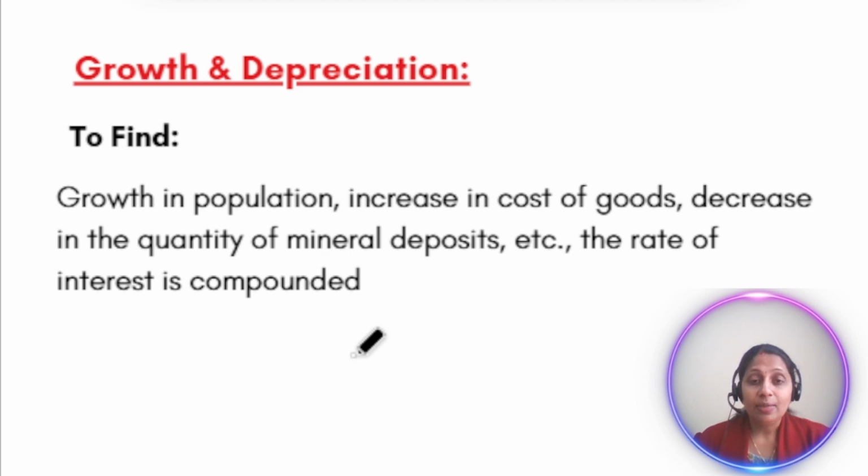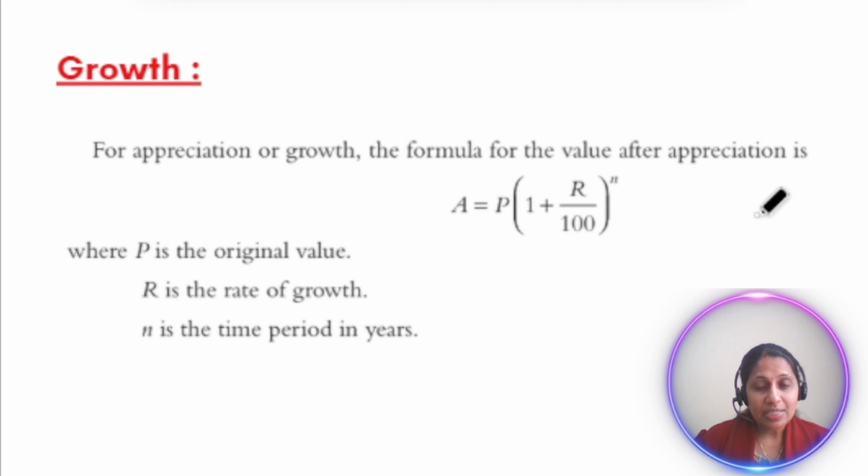Okay, so it can be growth or appreciation. The other one is depreciation. Growth or appreciation means the value increases from the original principal, whereas depreciation means the value decreases from the original principal. Okay, so growth means appreciation. The formula for the value after appreciation is the same as your compound interest formula. Okay, P is your principal, R is your rate of growth, and N is the time period.